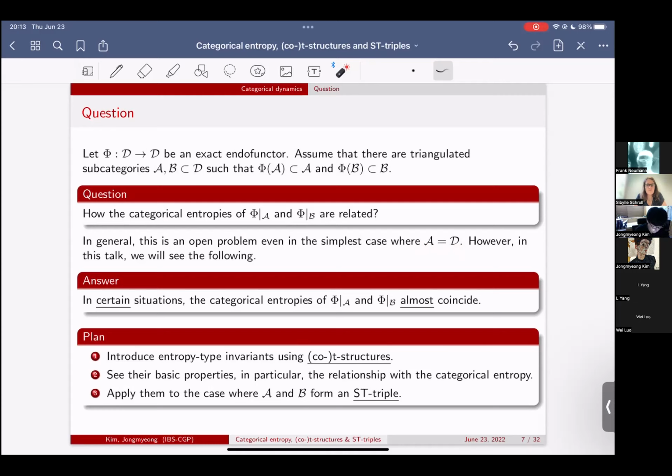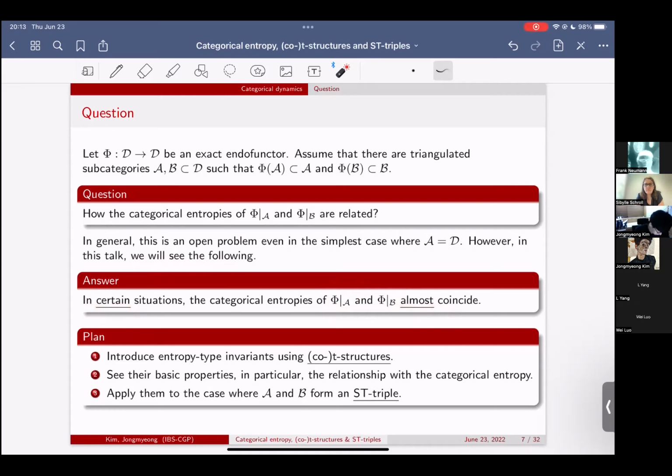But in this talk, I will explain the following. In certain situations, categorical entropies of these restricted functors almost coincide. I will explain later what this certain and almost mean.